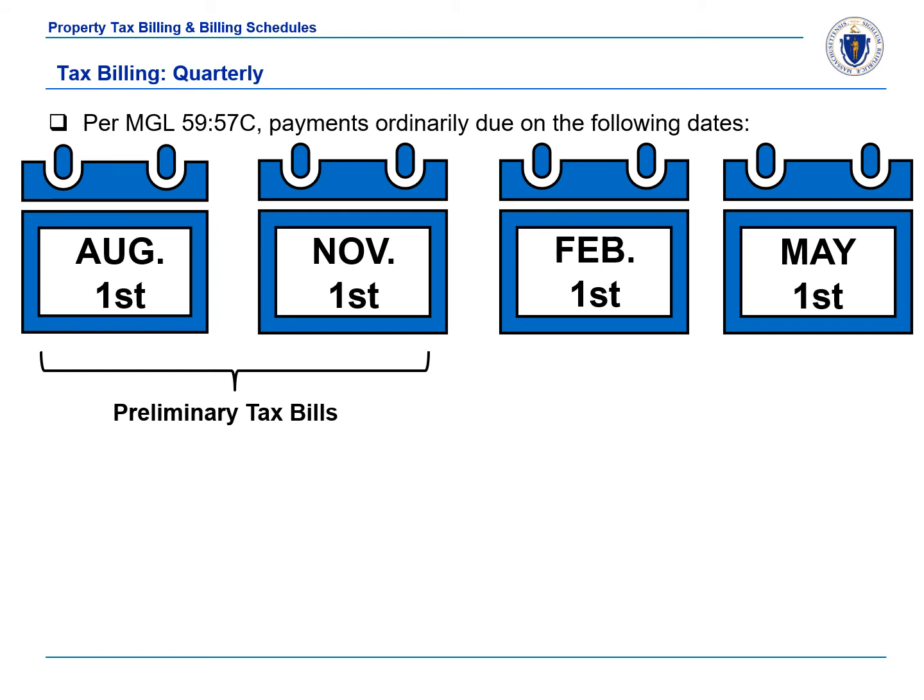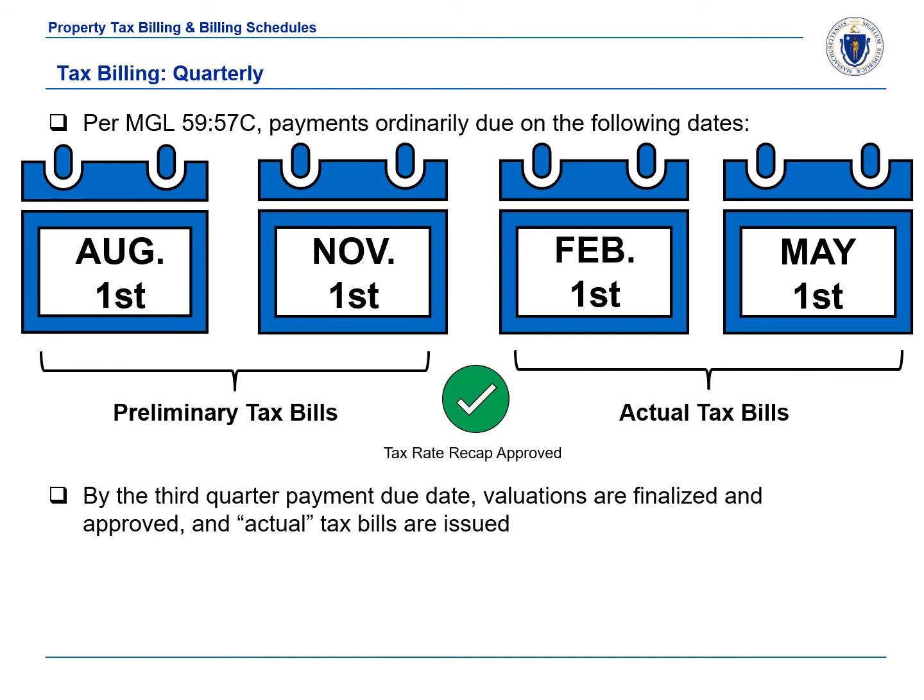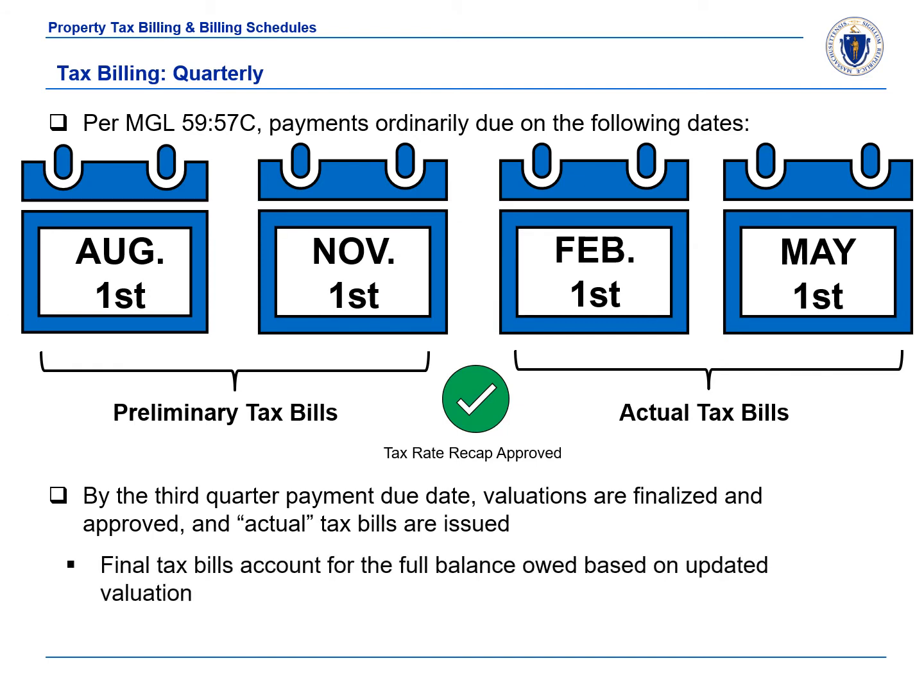To reiterate, the community should ensure its tax rate recap is submitted timely so that actual tax bills can be sent by December 31st. In that case, the Bureau of Local Assessment approves the valuations and the city or town issues actual tax bills. These bills account for the full balance owed based on the updated valuation for the current year. Actual tax bills, typically due February 1st and May 1st, true up the tax owed by the taxpayer. Because of this, the final two tax bills will likely be different than the first two tax bills.